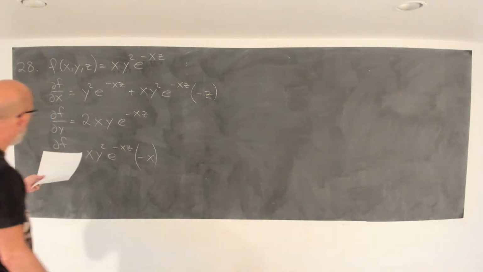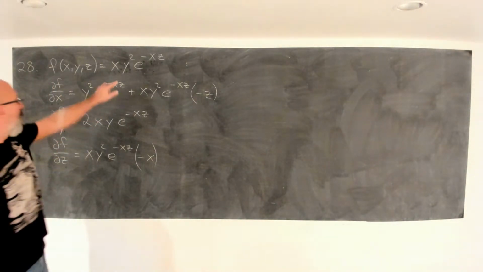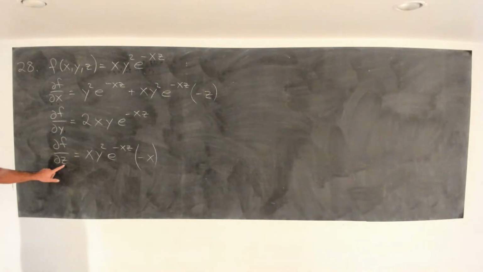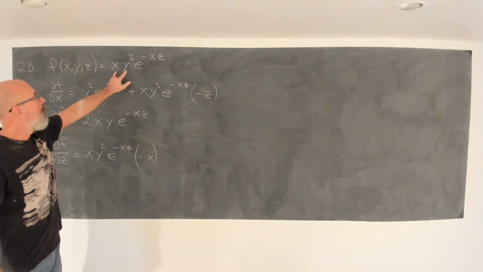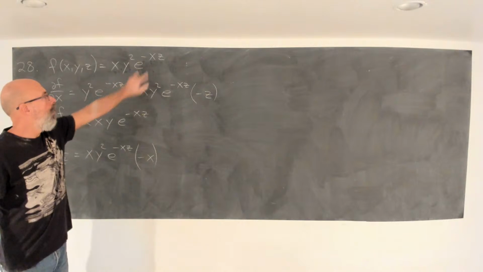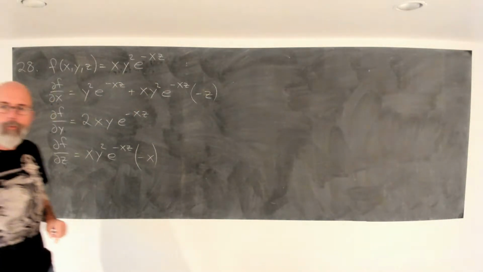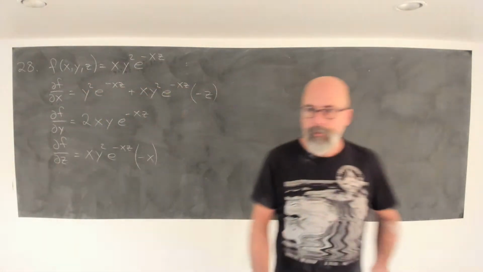Isn't it a product rule? We're differentiating with respect to z. There is no z here. So this is a constant times the exponential. Exactly that.